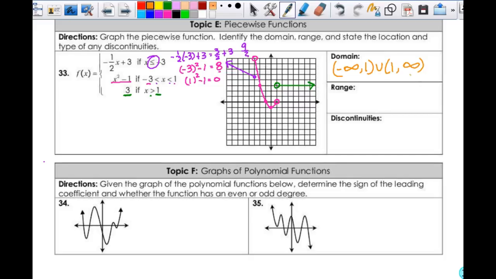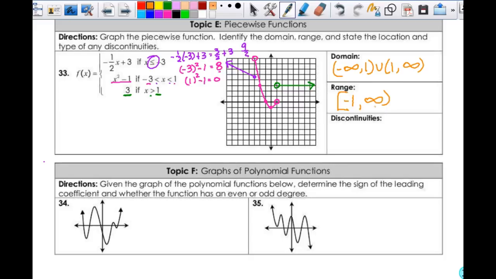My range starts here at -1. I include the -1 because that's a closed circle. So even though this is open, I do have a y value there. I keep going, this is open, but I have a y value. Keep going, this is open, but I have a y value. So it's going to infinity.